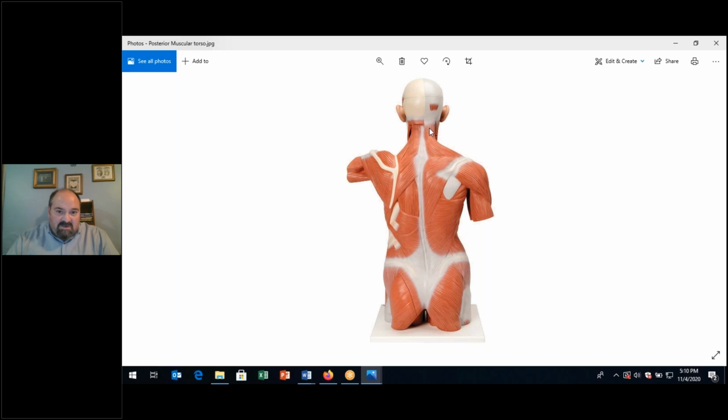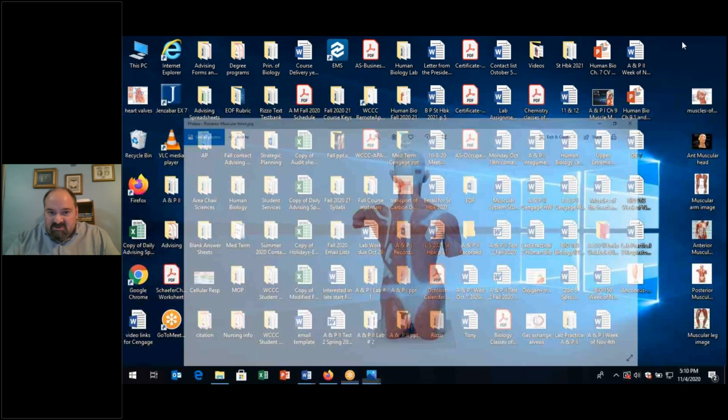So you'll see trapezius muscle goes like this and here. So all of this, trapezius muscle. Latissimus dorsi, okay, the lats you would call. Okay? Again, I'll post all of these images for you.